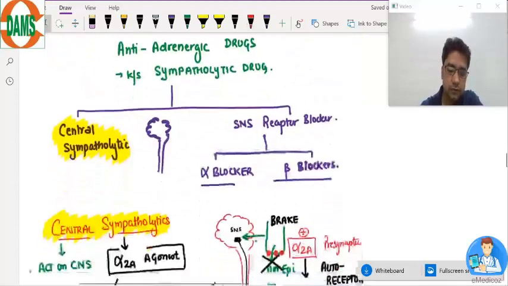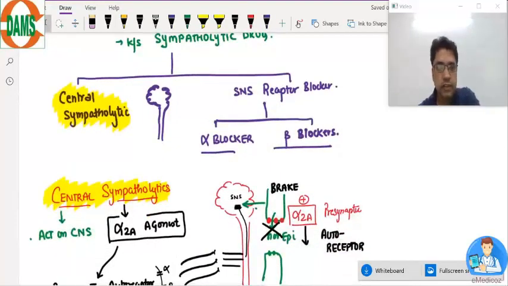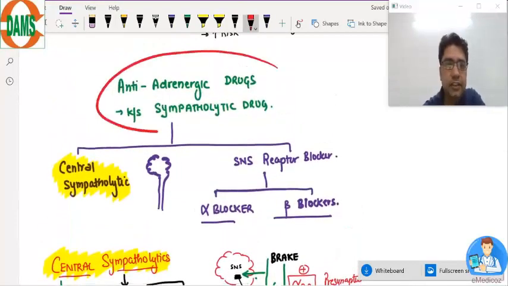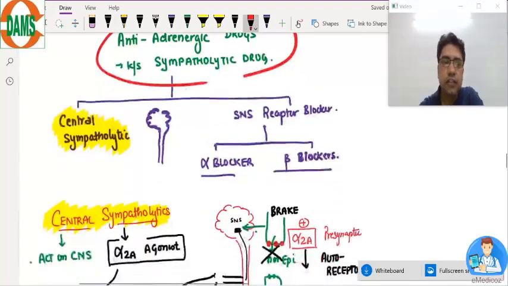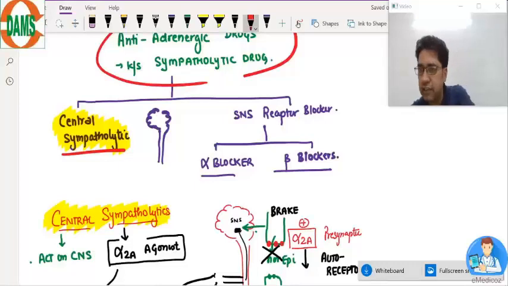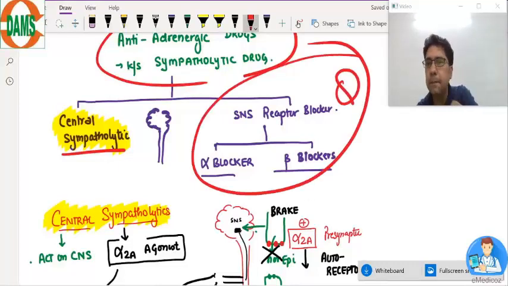Let's talk about now central sympatholytic, anti-adrenergic drugs. They are known as sympatholytic drugs. So first is central sympatholytic, which we will discuss today. Tomorrow we will be starting with alpha blocker and beta blocker.